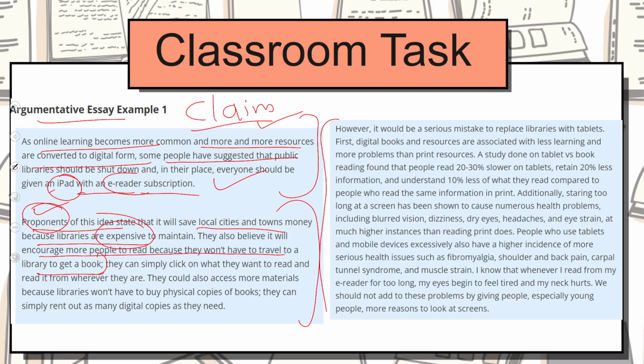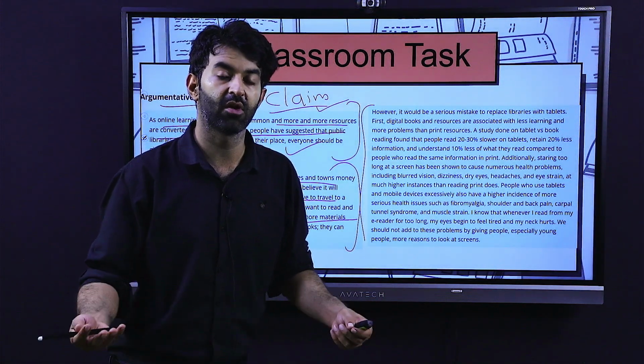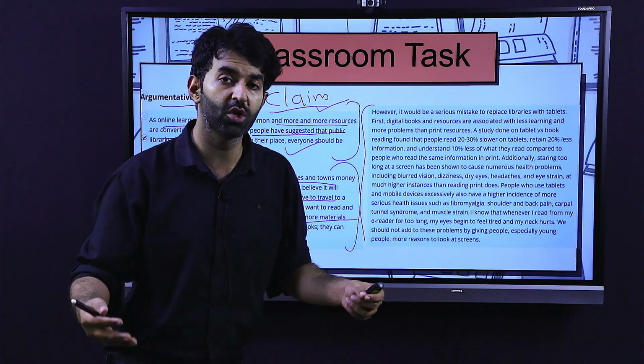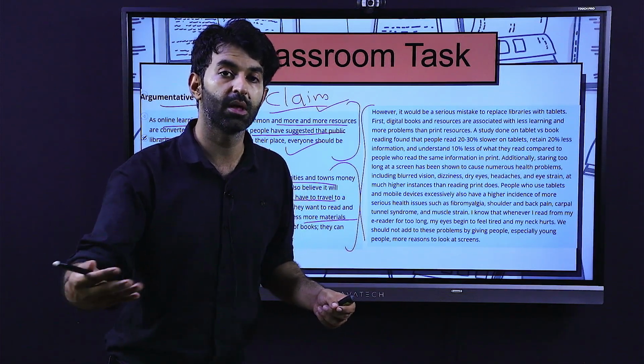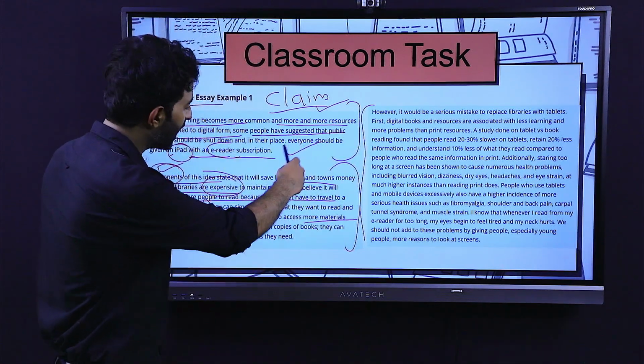They can simply click on what they want to read and read it from wherever they are. They could also access more materials. Another reason, libraries won't have to buy physical copies of books. They can simply rent out as many digital copies. So reasons after reasons are being given on the claim of shutting down libraries and giving digital consoles and digital devices to the people. Now, claim and reasons.